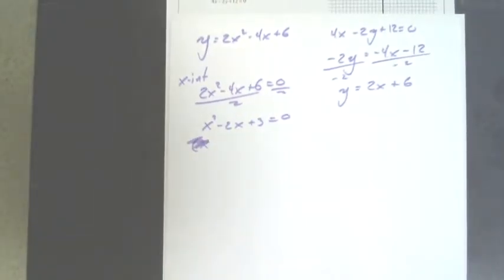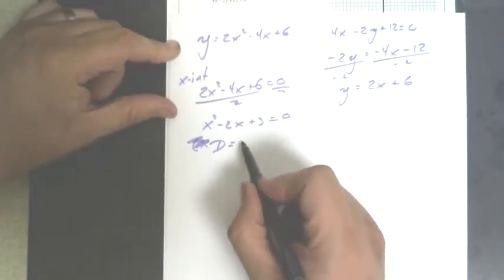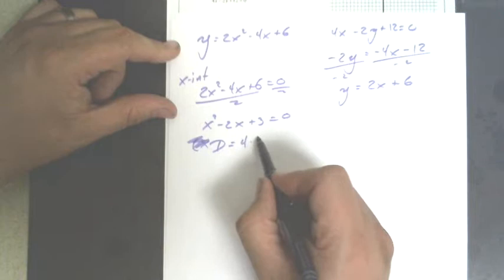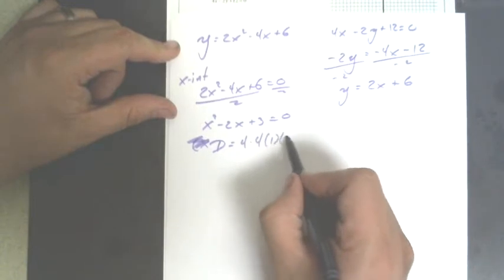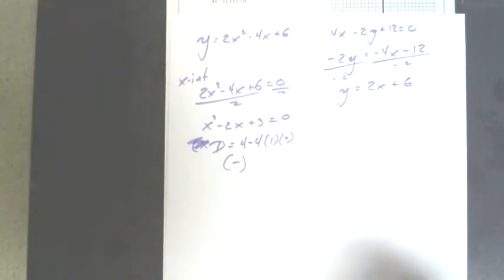Well, let me think. Let me look at it. No, it's not factorable. Okay, fine, not factorable. Ooh, it's even going to be complex. Your discriminant is going to be, what, 4 minus 4 times 1 times 3. So that's going to be clearly negative. So it doesn't have any x-intercepts.